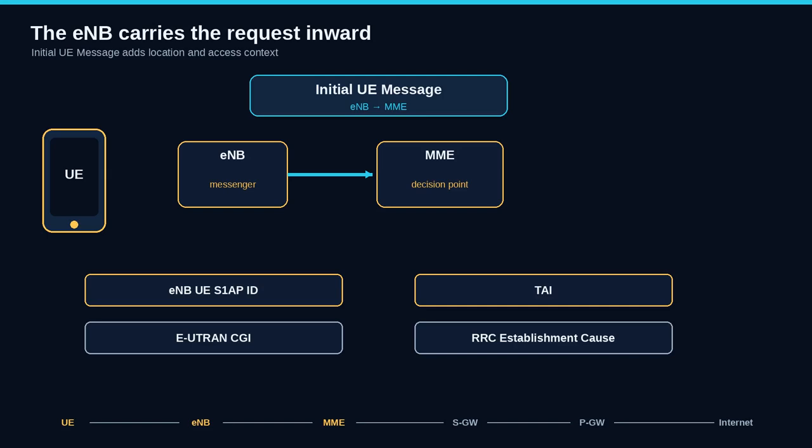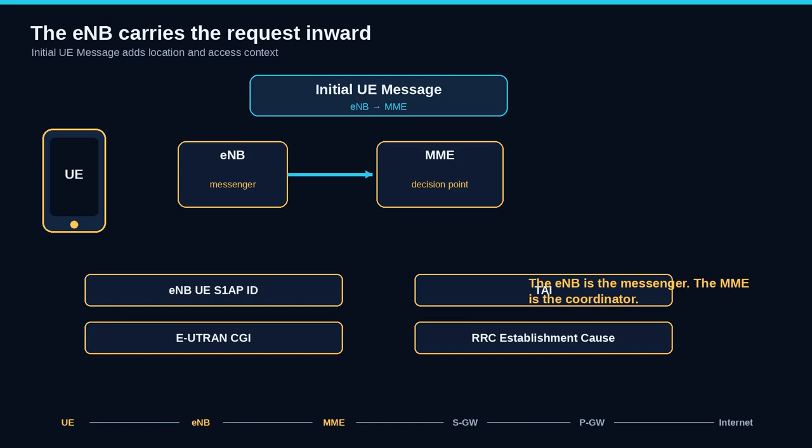Notice the direction carefully. UE to ENB, then ENB to MME. The UE is not drawn as a direct client of every core node. The ENB is the radio side messenger and the MME is the control side decision point. This is a layered design. Each layer contributes the information it knows best. The UE knows that it needs service. The ENB knows how the radio connection was established and where it is. The MME knows how to coordinate mobility, security, and context recovery.